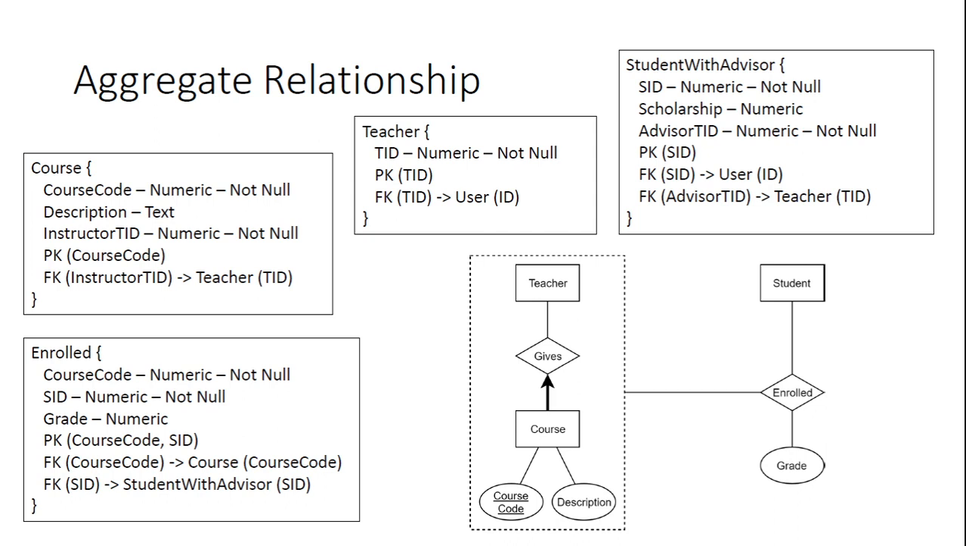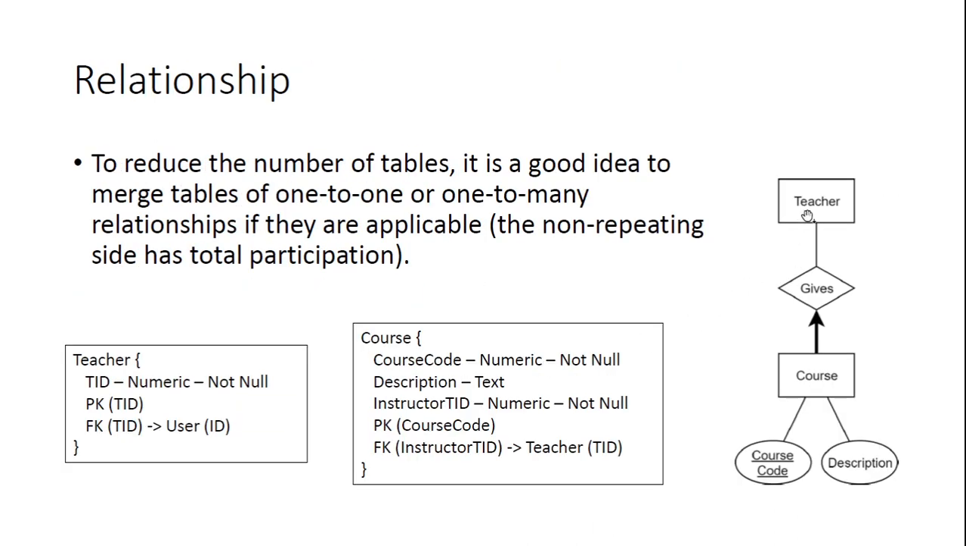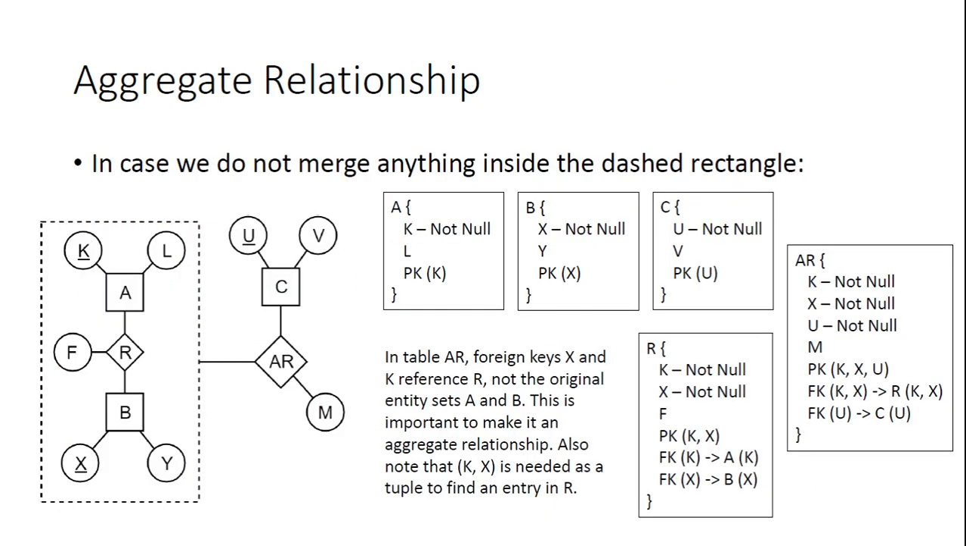Yes. Why don't we use the teacher ID in the enrolled relation table? Okay, in the enrolled relation, for this one, we need to connect it to a course, actually. So we need to connect it to the relationship, right? To the relationship gives. And if we go back, we know that every course is going to be in this relationship gives. But if we look from the other side, not every teacher is in this relationship. No problem. Thank you. No problem.